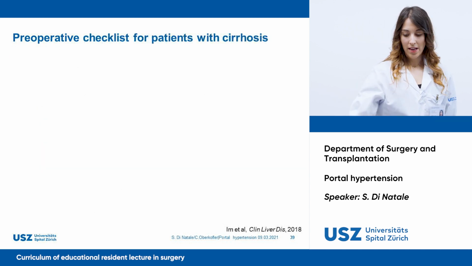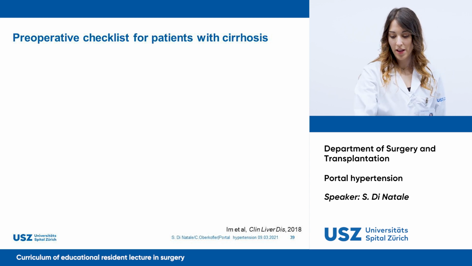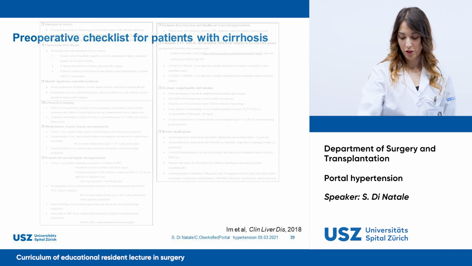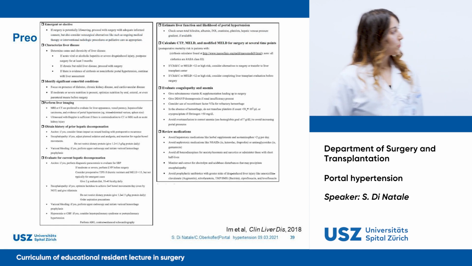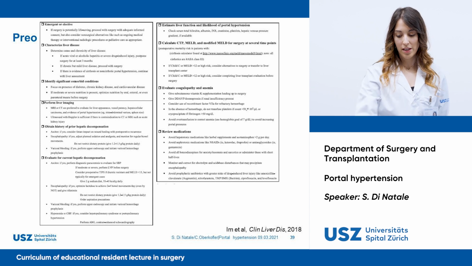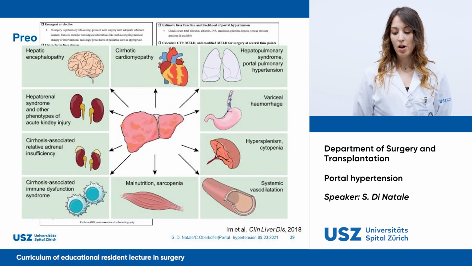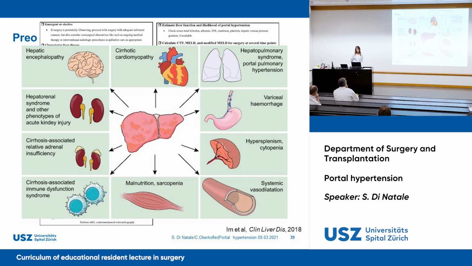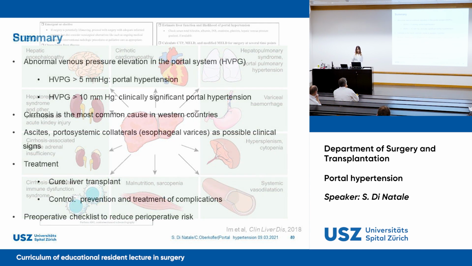So in 2018, a preoperative checklist for patients with portal hypertension and cirrhosis was published. I don't want to go too much into details, but I think the most important thing is to assess the impact of cirrhosis and portal hypertension on the other organ systems to reduce their mortality.